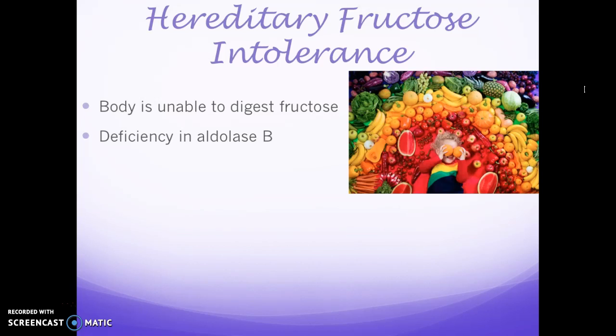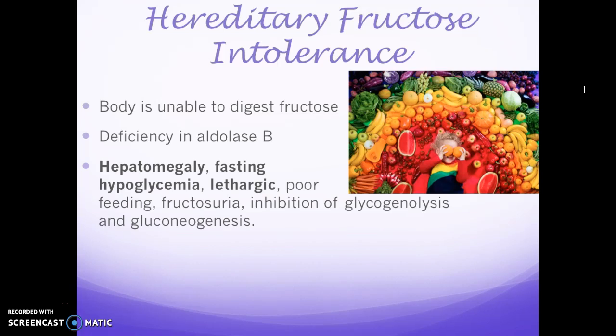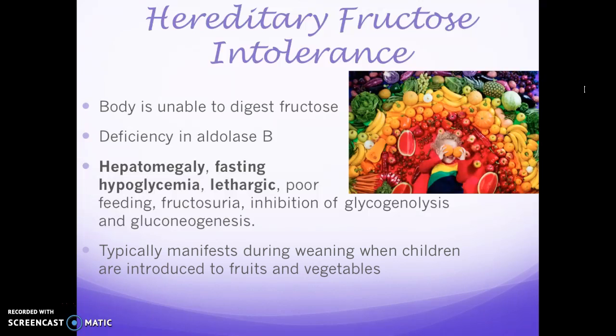The resulting accumulation of fructose has pretty serious complications, and these implications include an enlarged liver, fasting hypoglycemia, being lethargic, poor feeding, fructosuria, and inhibition of glycogenolysis and gluconeogenesis from the lack of free phosphates. This condition typically manifests during infancy at weaning, when children are introduced to fruits and vegetables.